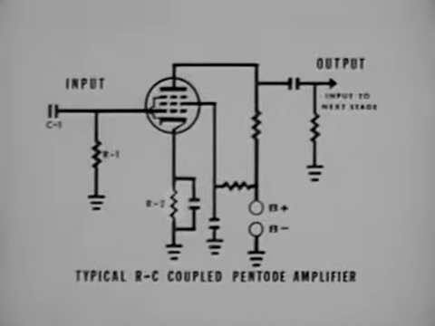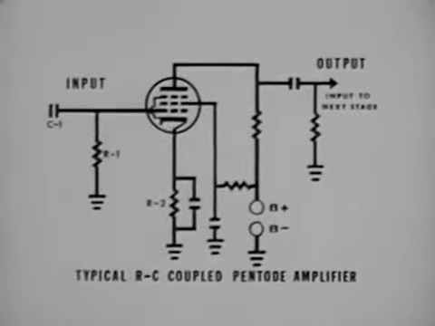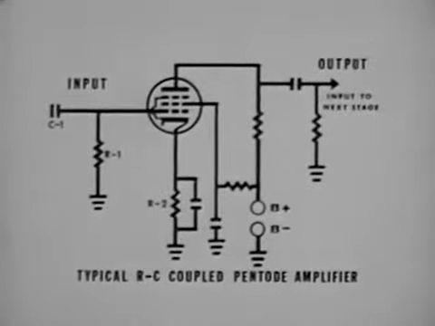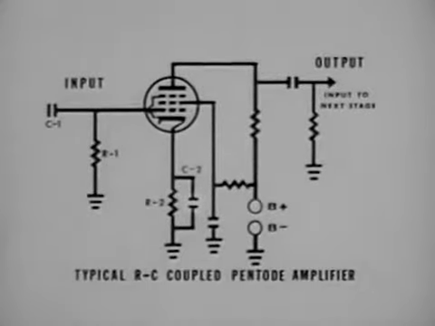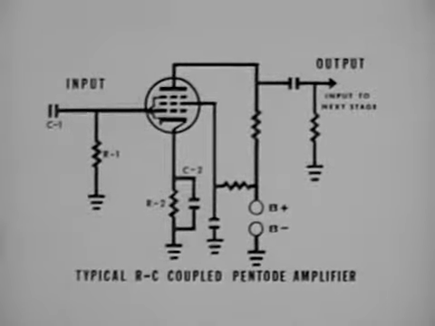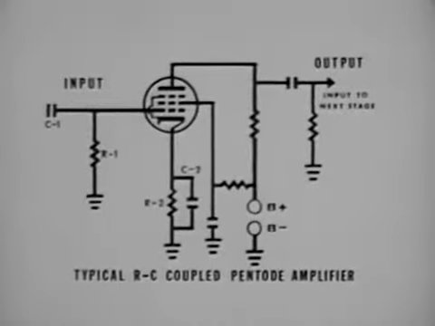R2 is the cathode bias resistor, used to develop a voltage drop that can be used as bias for the tube. C2 is the cathode bypass capacitor, used here to filter out variations in the cathode current, thereby maintaining a constant drop across the cathode resistor.